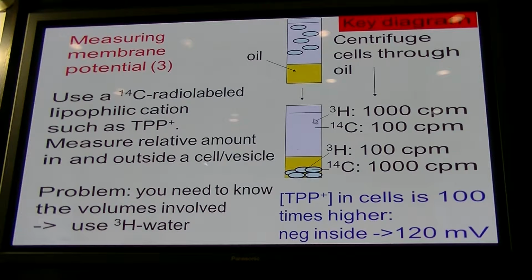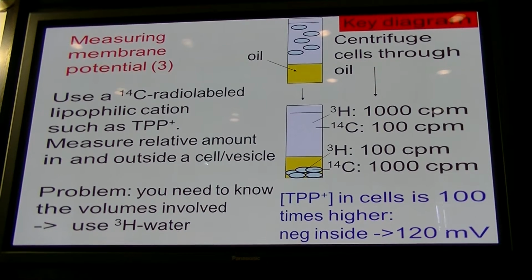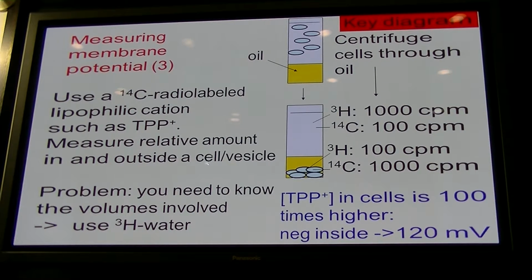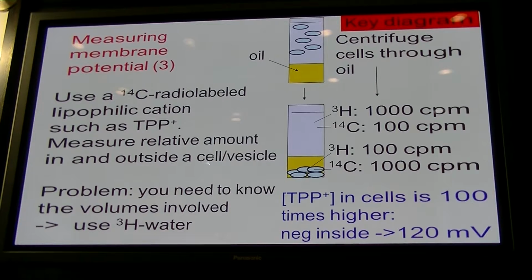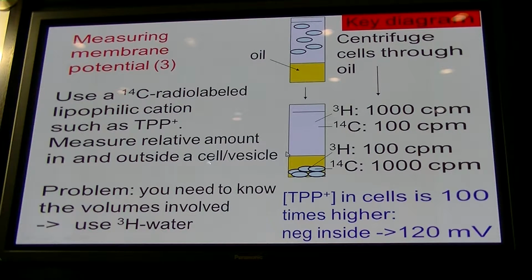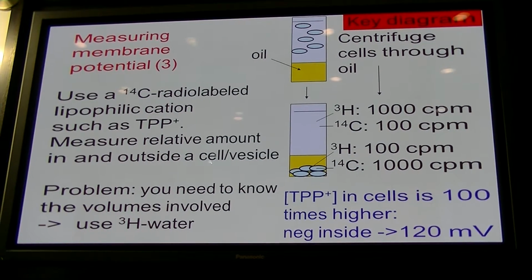So, the amount of tritium label in the fluid above gives us the volume that originally was outside of the cells, and the carbon-14 gives us the TPP+ outside the cells. So we get a concentration outside, and below the oil we get a volume for water from the tritium counts, the amount of TPP from the carbon counts, and therefore from the ratio, the concentration of TPP. So from concentration ratios we can calculate the membrane potential.